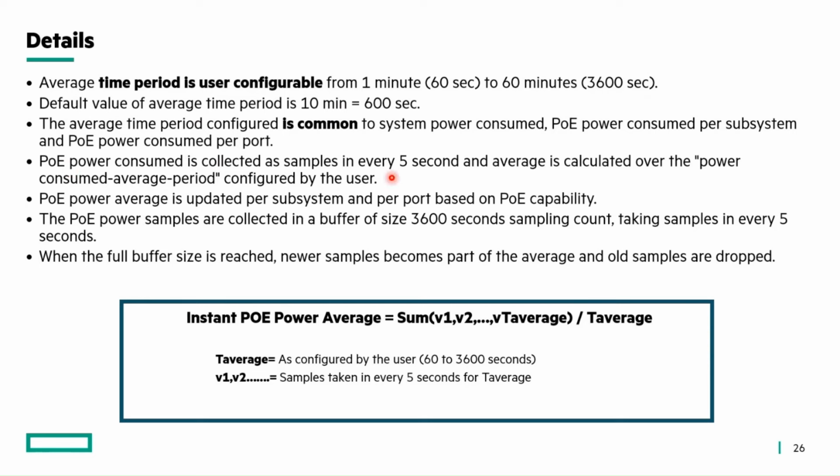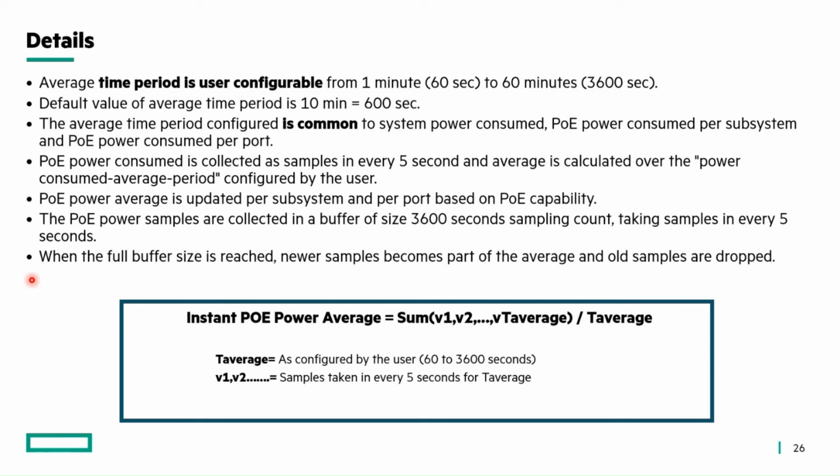The PoE power consumed is collected as samples every 5 seconds, and the average is calculated over the period you have specified, which is the power consumed average period. The PoE power average is updated per subsystem level and per port, based on the PoE capability of the switch or the port. The PoE power samples are collected in a buffer of size 3600 seconds. So this is the limit for your buffer in seconds. For 3600 seconds, that buffer can hold the samples, taking samples every 5 seconds.